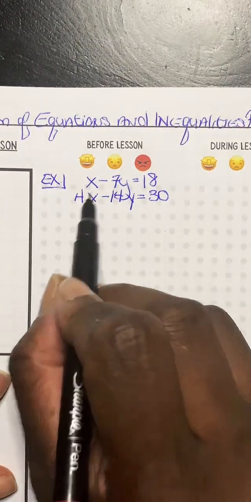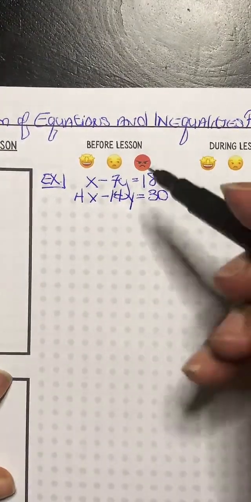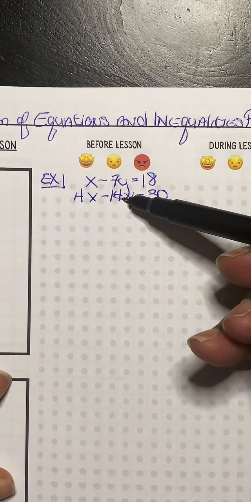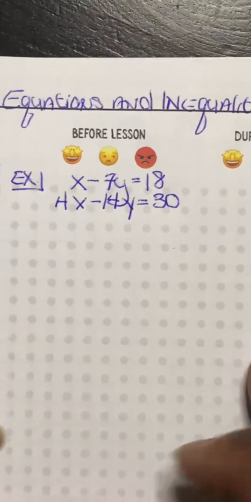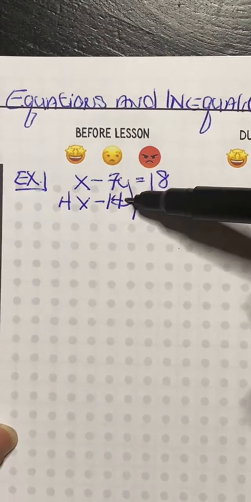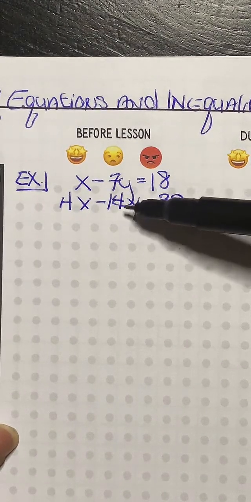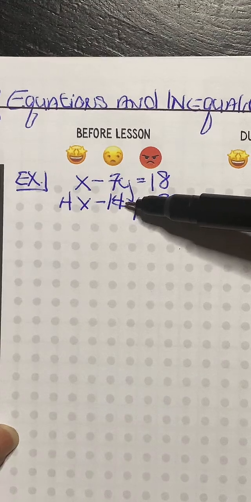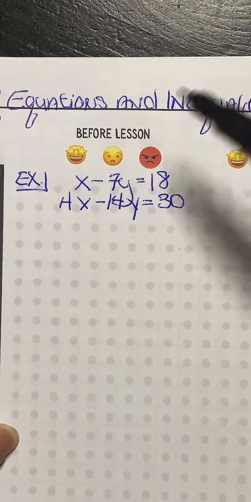All right, so let's say, I don't know, let's eliminate our y's, right? Why not? There is a 7, there's a 14. I know through multiplication, it'll be easier for me to change this 7 to a 14 versus dividing everything by 7 to make this 14 into a 7. That's gross. We're not doing that, right?